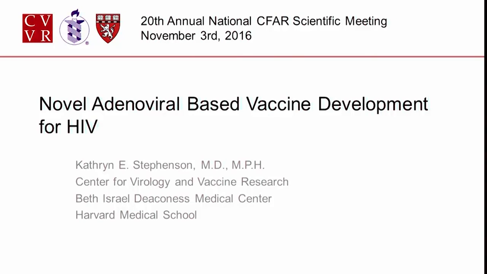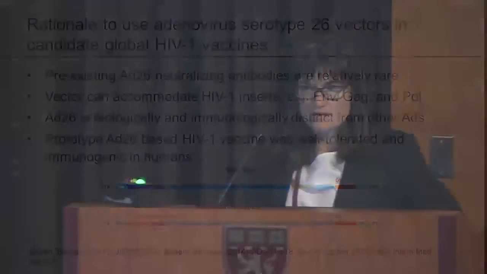Good afternoon, and thank you to the organizers for inviting me today to speak about adenoviruses and in particular Ad26-based vaccine development. So the rationale behind developing HIV vaccines using Ad26 as its foundation starts with the idea that it's good to use a vaccine vector for which there's not a lot of pre-existing immunity. So one of the advantages of Ad26 is that pre-existing Ad26 neutralizing antibodies are relatively rare in humans.